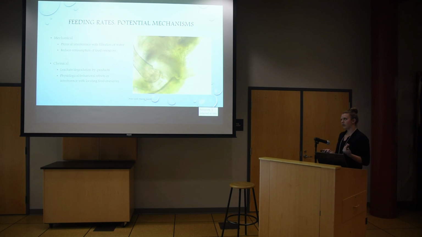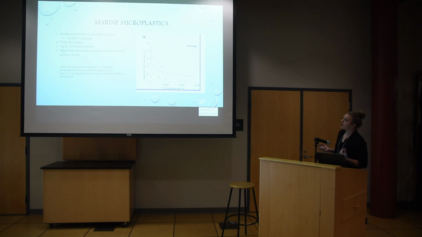There are well-documented cases where the increase in plastics is tied to a decrease in algal ingestion. This is one such case, but it was done on North Atlantic copepods. The difference between copepods and cladocerans, which we're concerned with, is that copepods are very visual hunters. They can also be both herbivores and predatory species. This one focused on herbivores, but they used styrofoam, up to 30.6 micrometers. A lot of zooplankton consume between 0 and 50 micrometers.